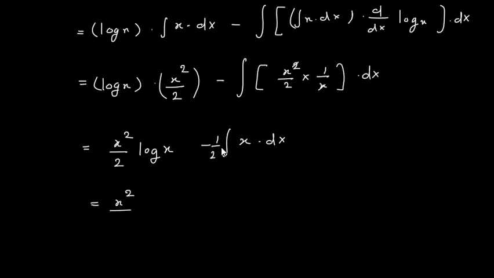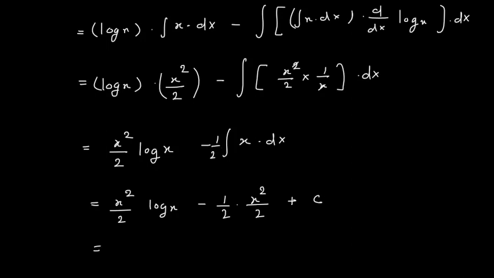So this is x square divided by 2 log x minus 1 divided by 2, integration of x is x square divided by 2, and I will use the constant of integration c. You can use the constant of integration at this stage also, because here you have already integrated this part, but no problem, keep this constant at the last.